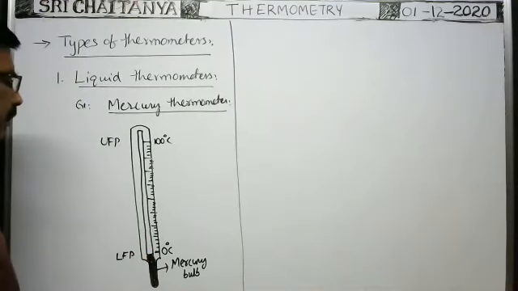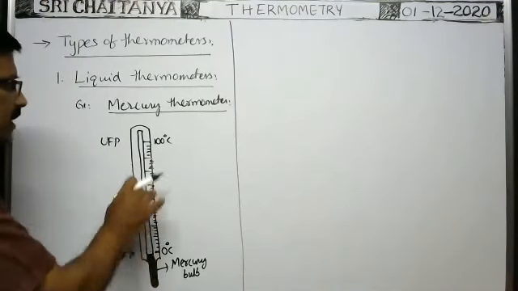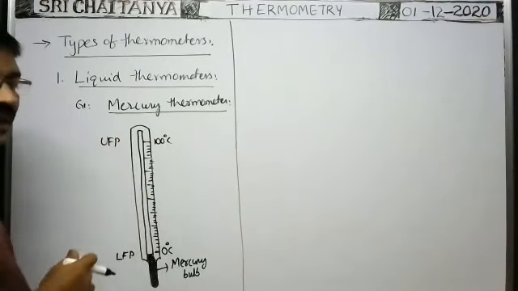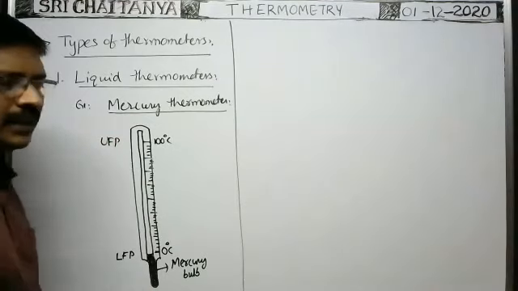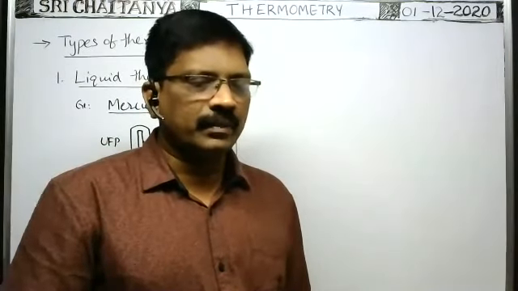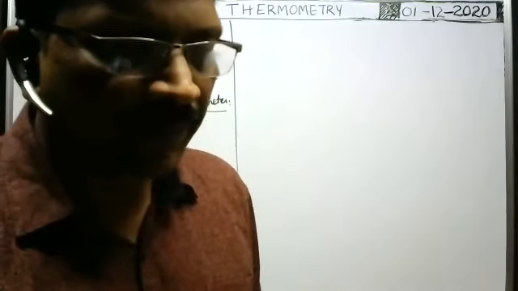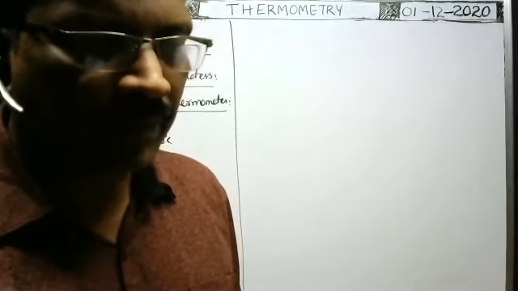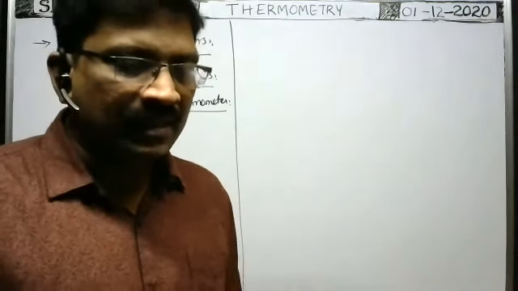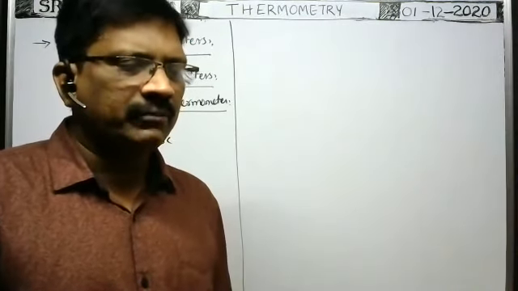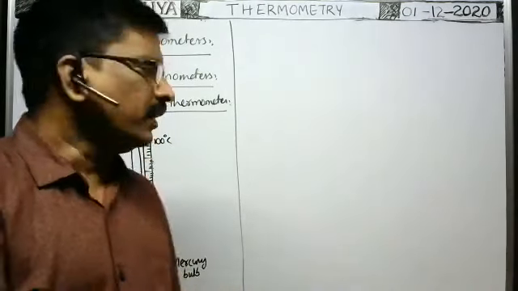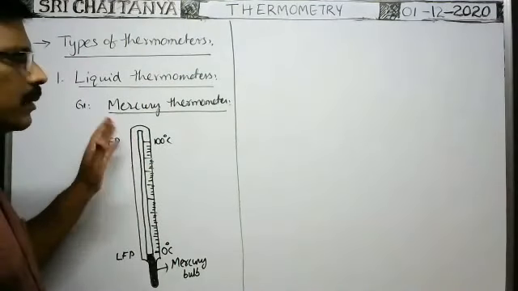In this liquid thermometer, we prefer the mercury thermometer or the alcohol thermometer. Why do they prefer mercury? What is the importance of mercury? Mercury acts as a good conductor of heat. It does not stick to the wall because the angle of contact is greater than 90 degrees. That's why it can rise freely in the bore of the thermometer.